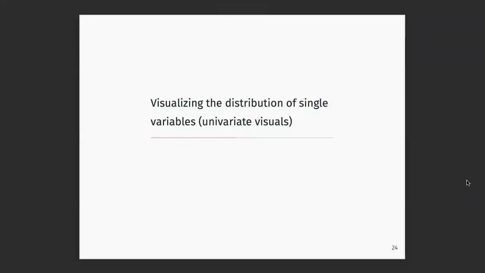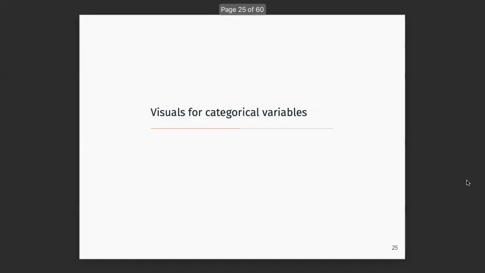Okay, so now let's visualize the distribution of single variables. These are called univariate visuals. Anytime we're talking about doing something with a single variable, we can call it univariate. If it's with two variables, we'll call it bivariate. If it's with more than two, we'll call it multivariate, right? But univariate visuals: the kind of visuals we're going to choose will differ based on what kind of variable we're talking about.